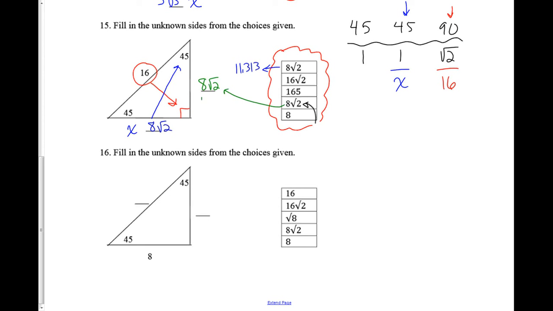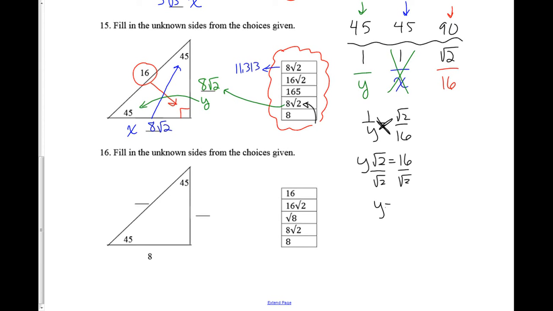The other thing that I can do is call this y, and it is across from the 45. I make a fraction under the other 45-degree angle. And then if I want to find y, I don't want to use the thing with the x. I have 1 over y is equal to the square root of 2 over 16. Cross multiply. y square root 2 is equal to 16. Divide by the square root of 2. And I get y is 16 divided by the square root of 2, which is what I just found, and I know that that is 8 times the square root of 2.